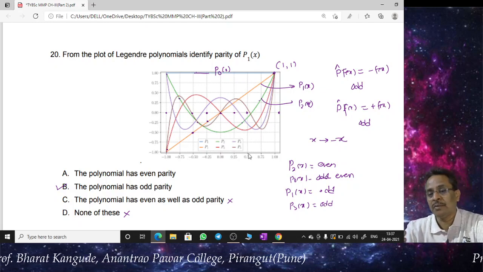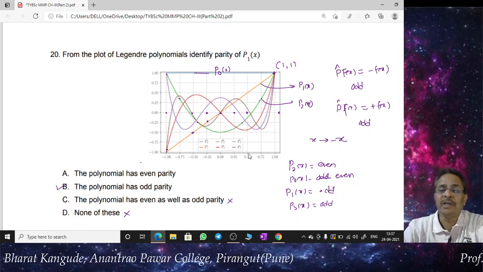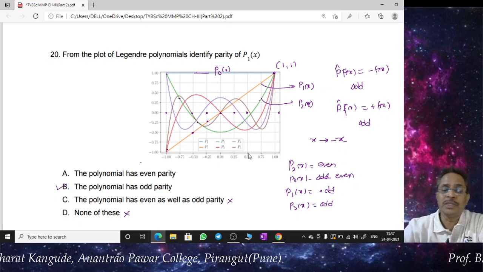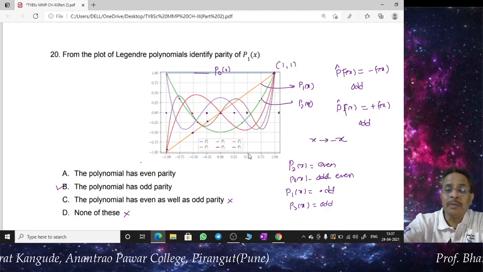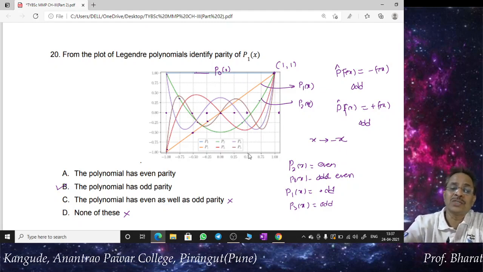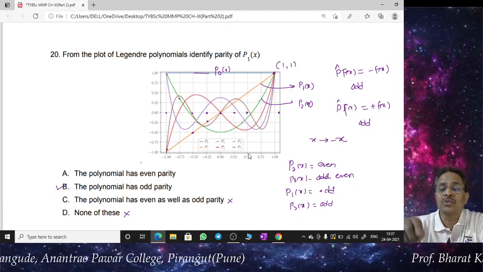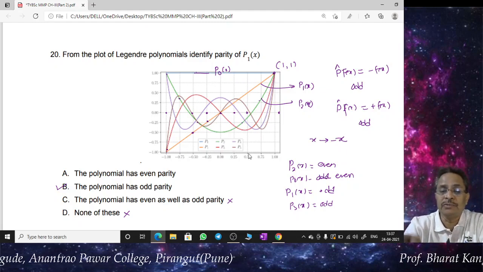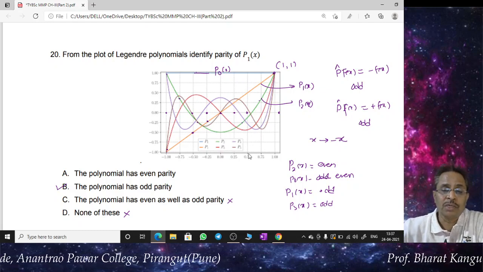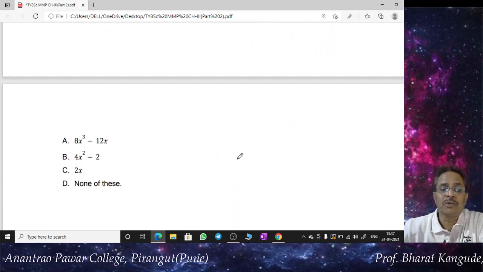So plot this diagram, identify the parities, identify the different types of polynomials and so on. In the examination, maybe this type of diagram will be given, and you are asked to name the polynomials which are shown by these different curves. So this is question number 20, and the last question probably will come here.